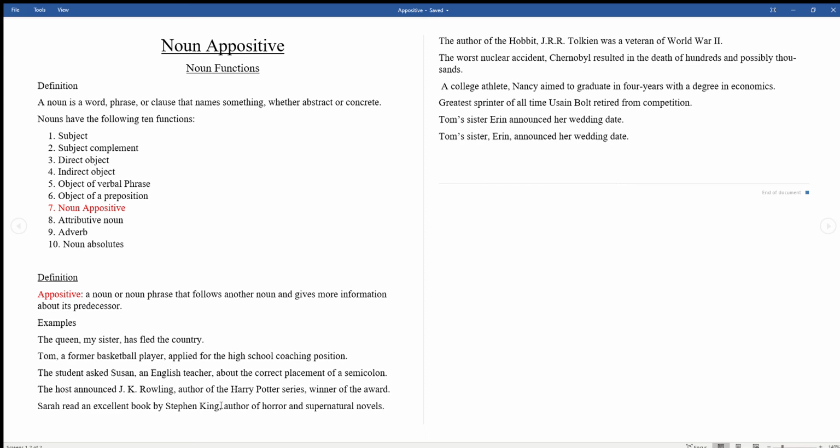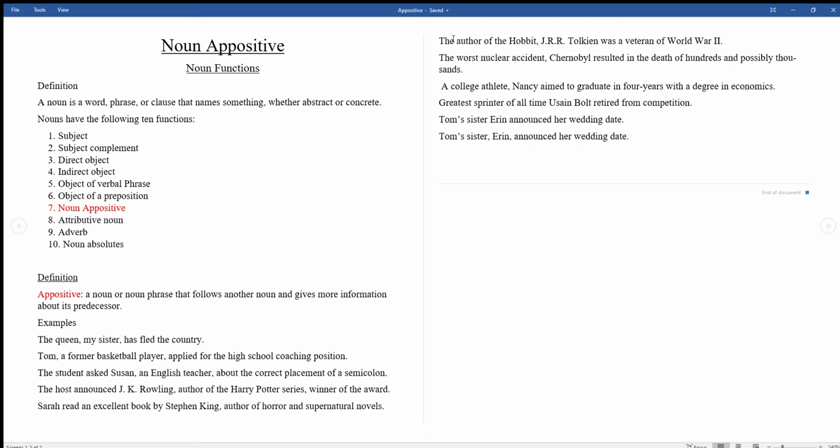Think of the appositive as a noun phrase that's right next to another noun and just tells you more about it. We'll look at a couple more examples here, and this is just other variations on how you can have the appositive. So all these were embedded within the sentence, and the noun came first, and then the appositive came second. You can also, for variety, put the appositive first, followed by the noun that it modifies or describes.